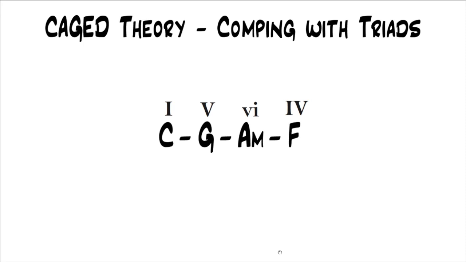This is part 7 from our series CAGED Theory. If you'd like to go back and start at the beginning, you can click the link on the screen. So now that you know how to use the CAGED system to find major and minor triads, I'm going to show you how you can use those triads to accompany other musicians. So this is where the practical use of triads comes into play. This is one way you can use triads practically and not just think about them theoretically.